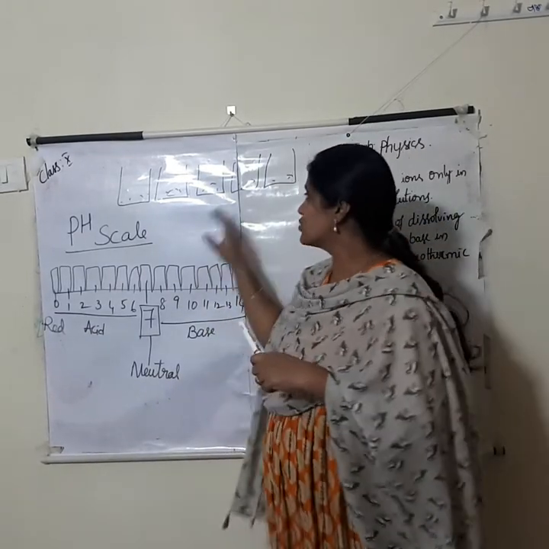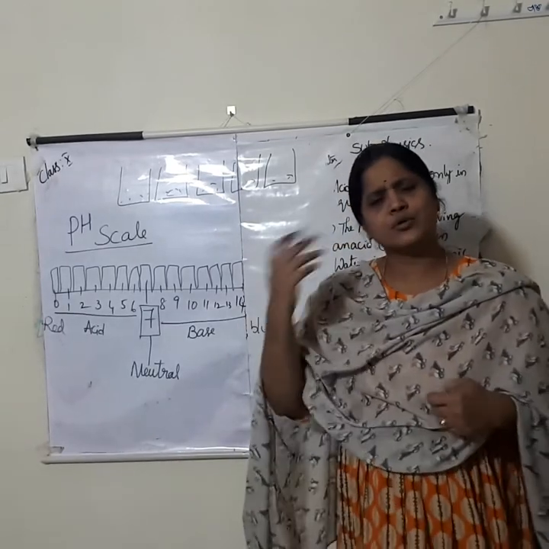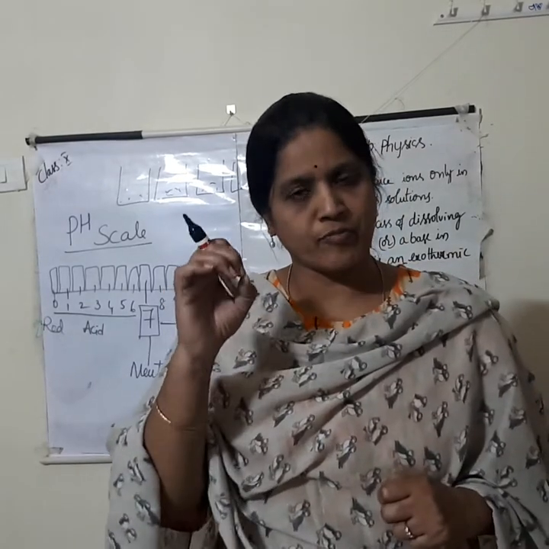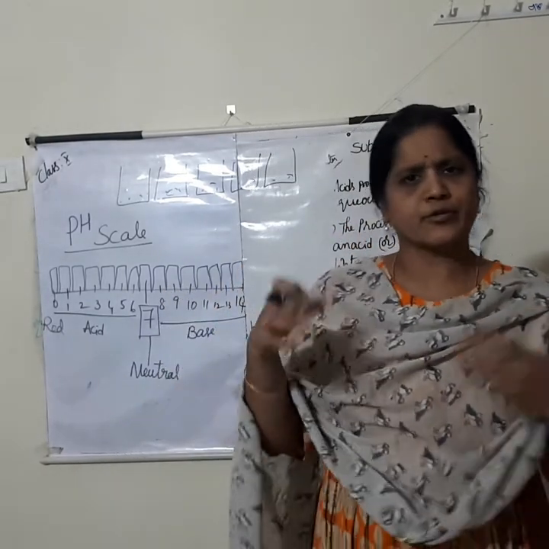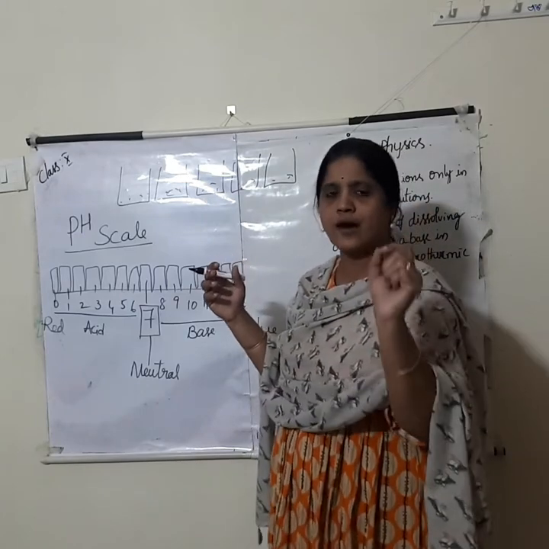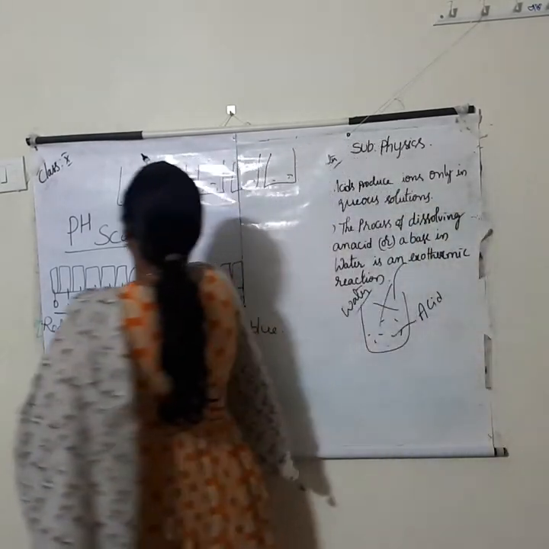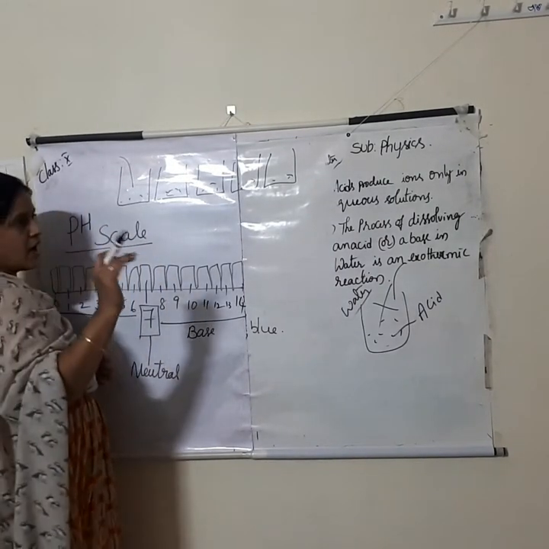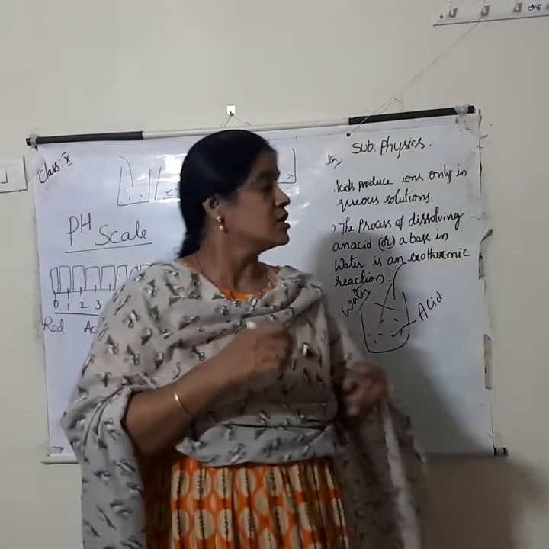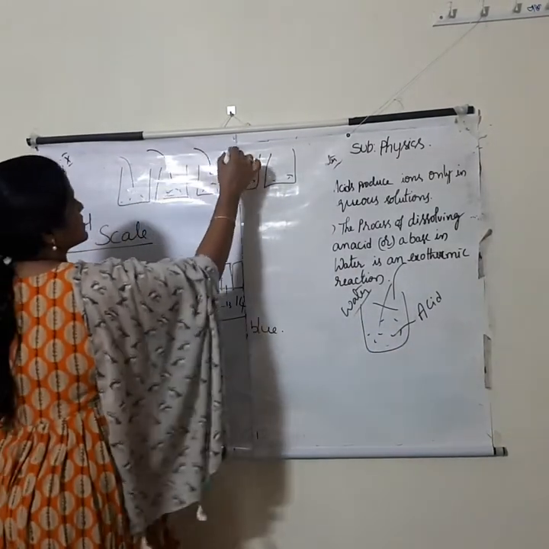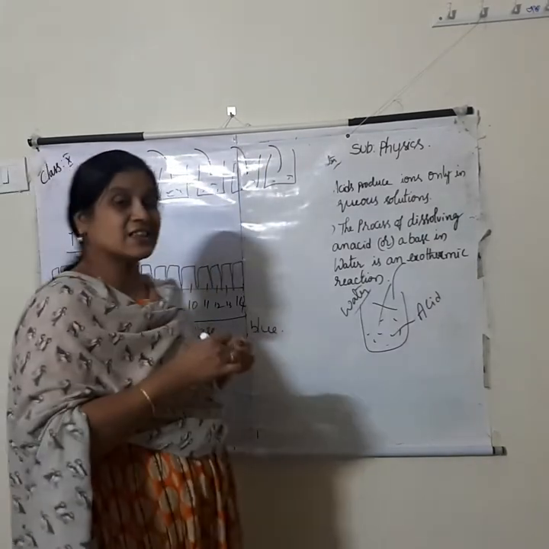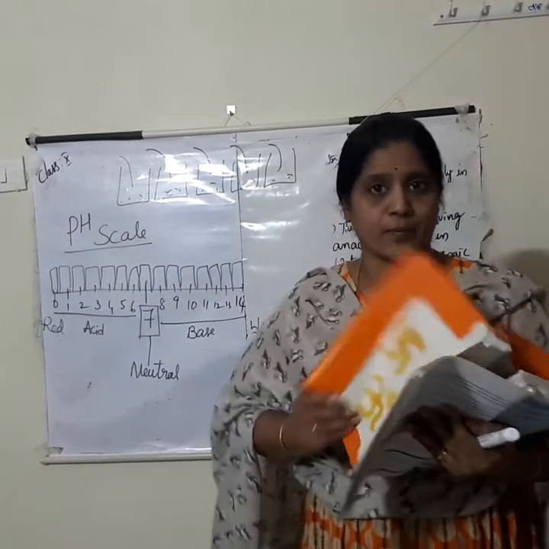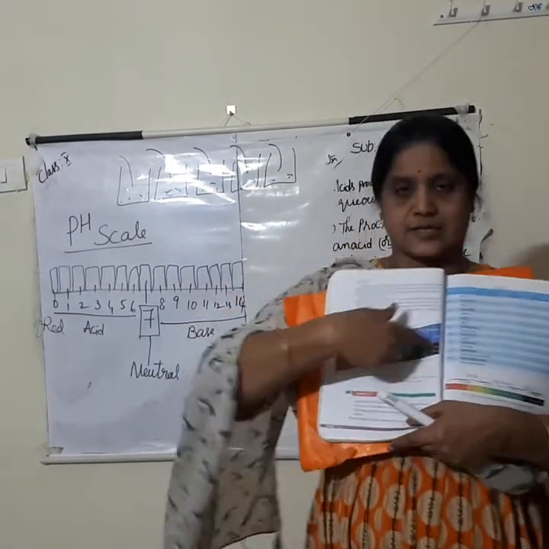I said that universal indicator is available either in the form of paper or in the form of solution. You take any one. Suppose you have the paper, you dip it in the solution and check the color. So you dip the universal indicator paper in the solution, then the paper turns into different colors, and that color of the paper you compare with these colors.